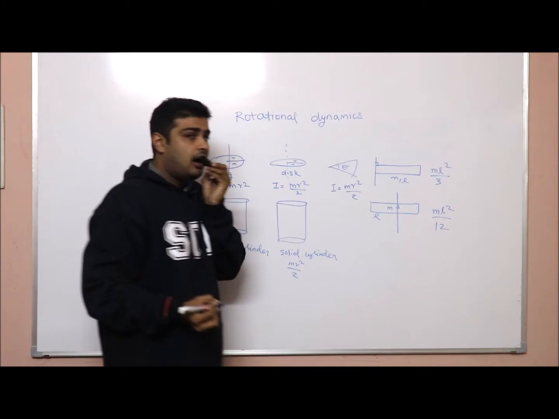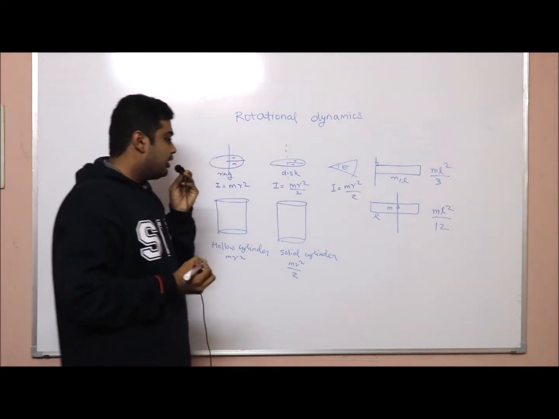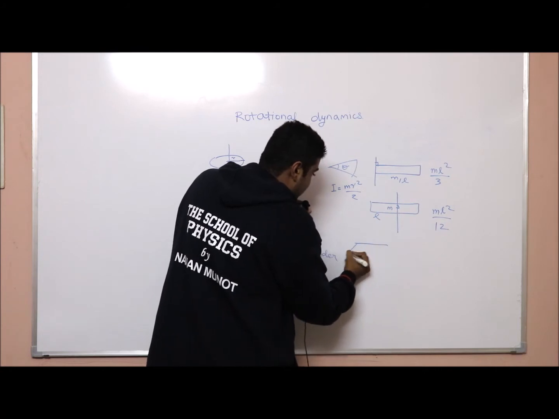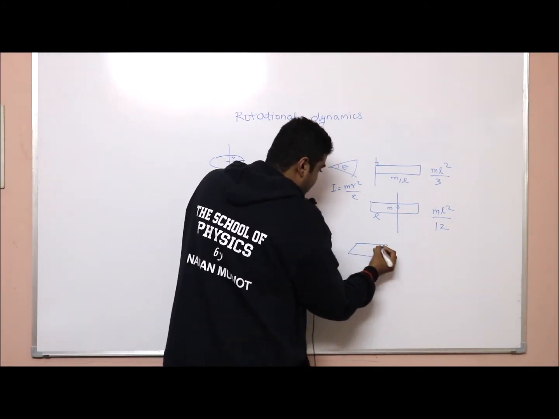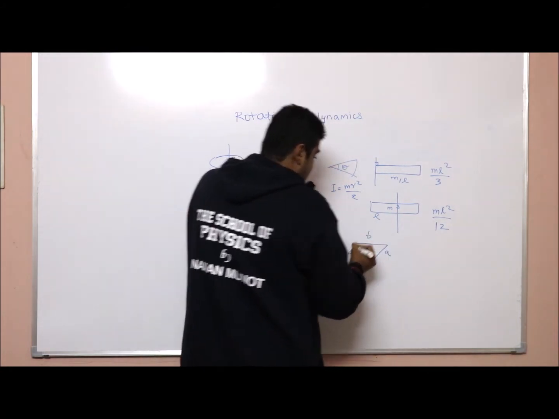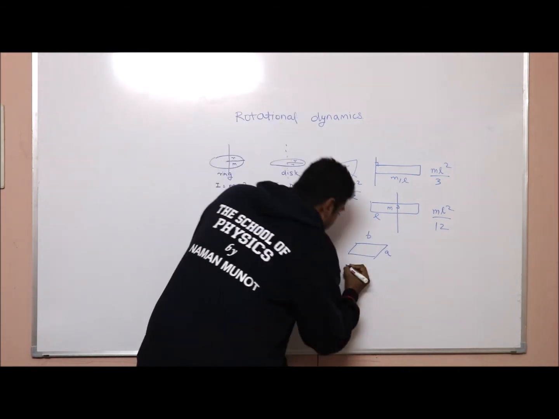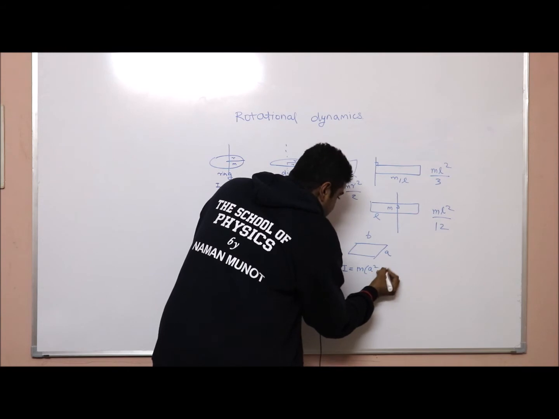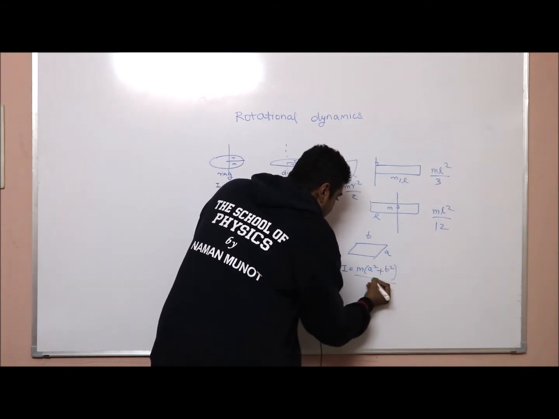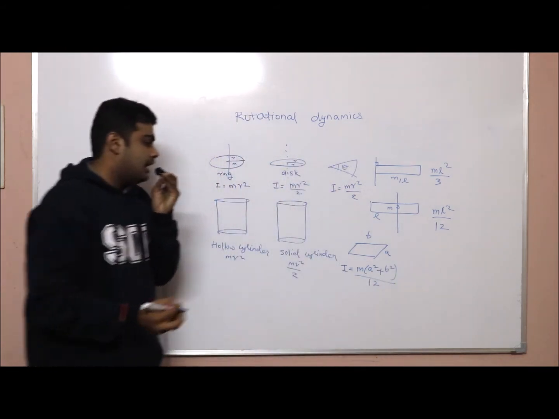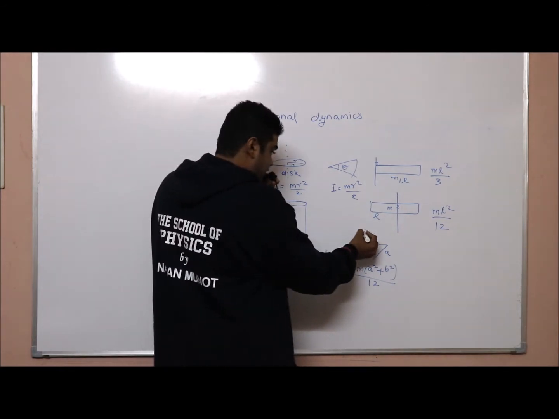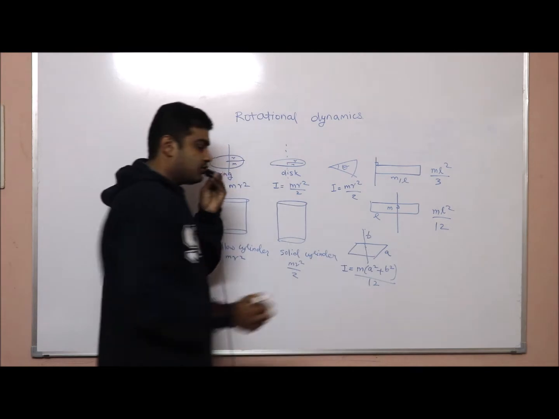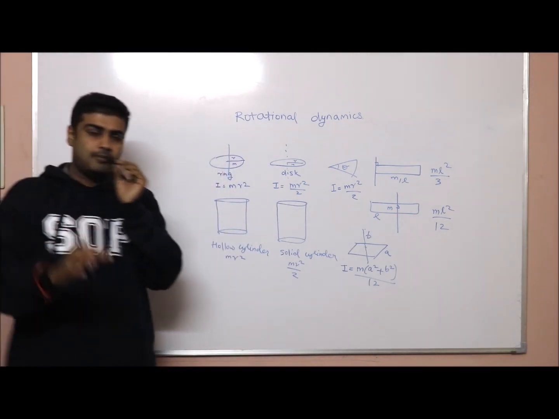The moment of inertia will be ml square by 12. Similarly, if we have a rectangular plate of edges a and b, the moment of inertia will be m(a square plus b square) by 12 if it is passing through the center, right? Now I'll ask you a very simple question based on the same concept.